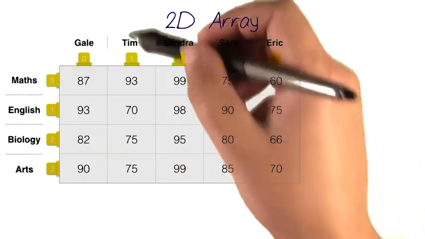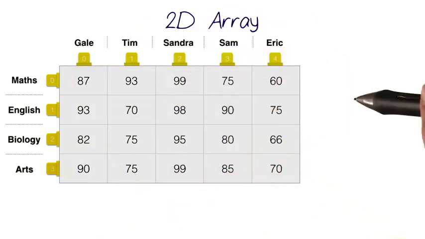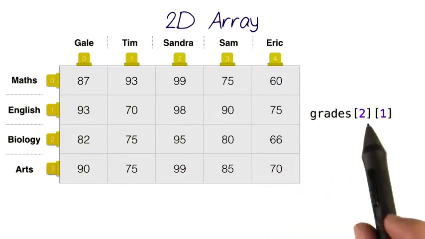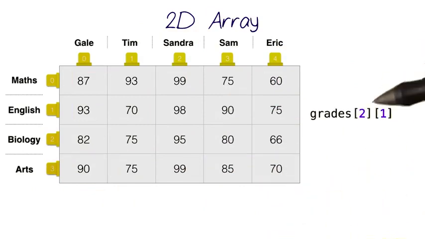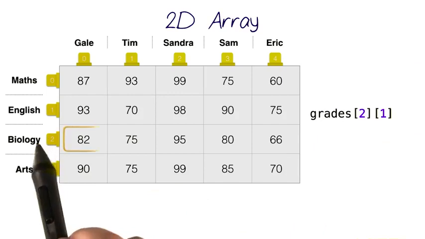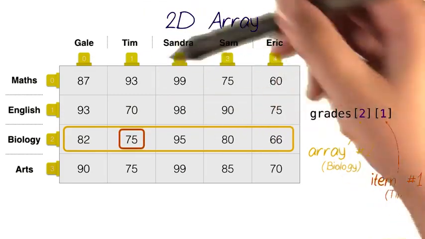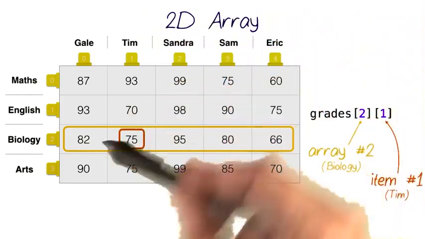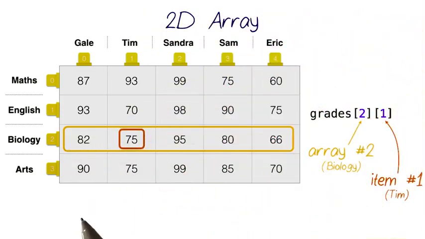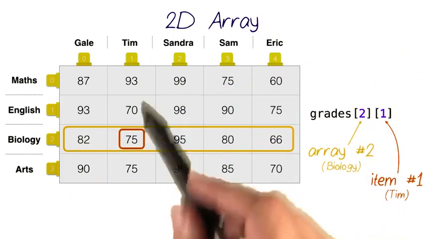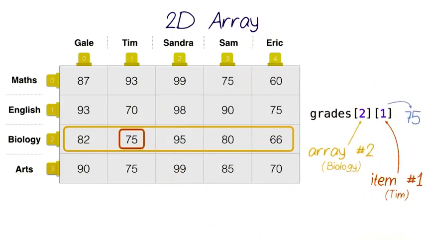Like, if we wanted to know Tim's grade in biology, for example, we can type in grades of 2 and 1. This 2 here is referring to the index of the array that we're interested in, which is biology in this case, and the 1 here in the second squared brackets is referring to the index of the item inside that array. So grades of 2 and 1 would have 75 stored in it.